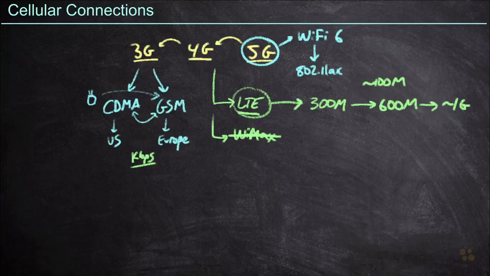Now first, let's finish our cellular conversation. From a 5G perspective, what exactly are we hitting? Well, the theoretical max out of the gate for 5G is roughly 20 gig.